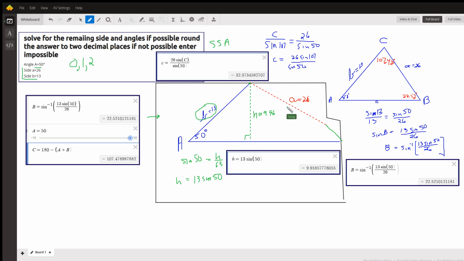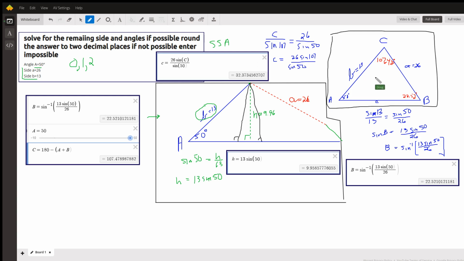For example, if a was 10, I'll draw a little example here. If a was just 10, you'd have a triangle here and a triangle here. So you'd have an obtuse angle right there and an acute angle right there. The fact that it's greater than h and less than 13 means there are exactly two triangles. And that's what this diagram depicts right here.